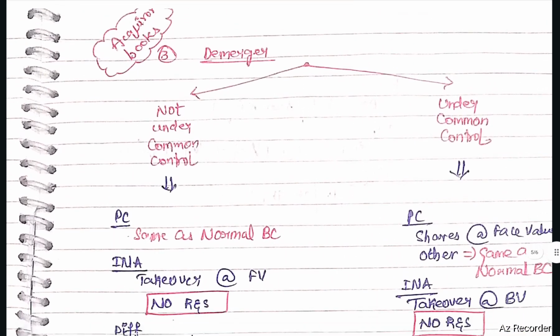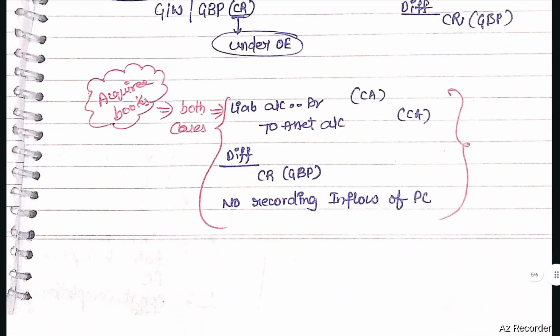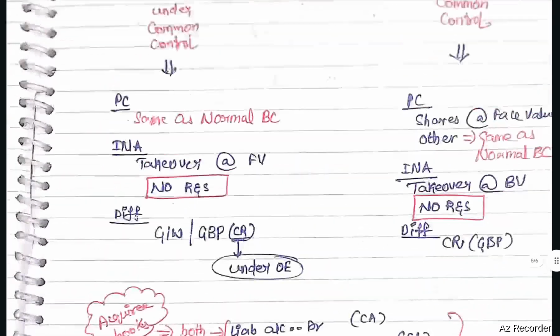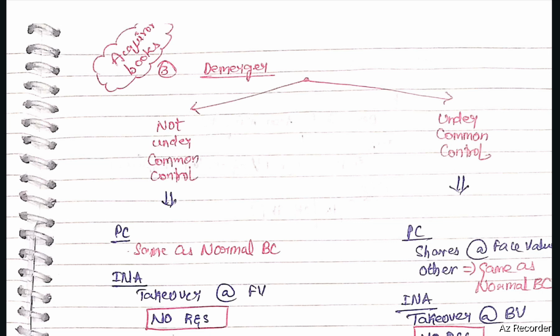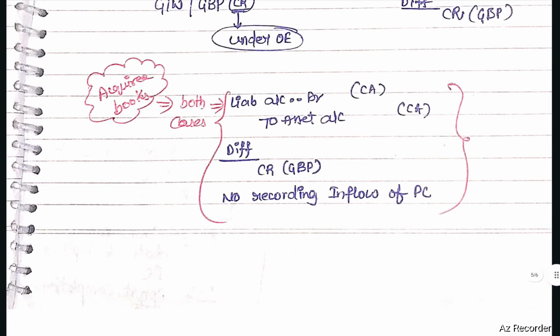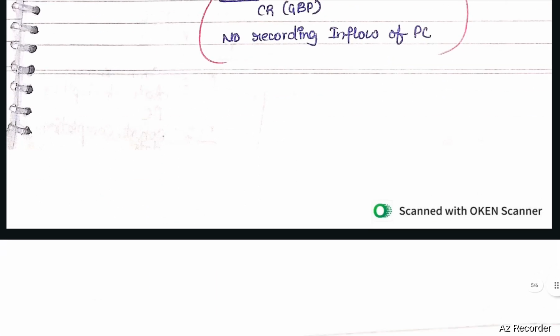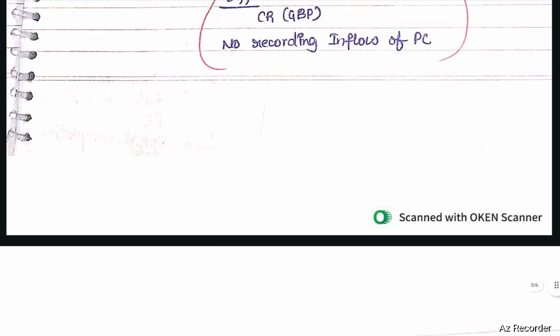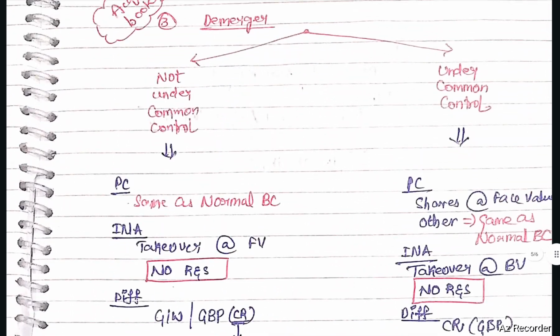Next, in the books of acquiree, in both the cases, that means not under common control and common control cases, the entry will be liability account debit, carrying amounts, asset account credit, carrying amount, difference, capital reserve, that is gain from bargain purchase. No recording of PC will be there in case of acquiree books. So the conclusion is in case of common control, there will not be any goodwill.